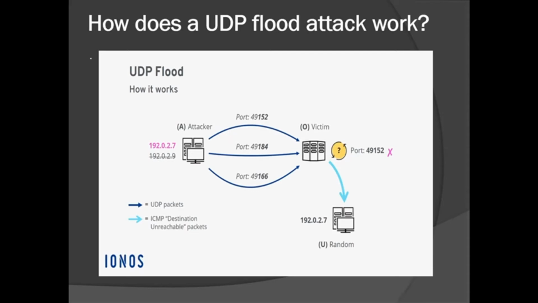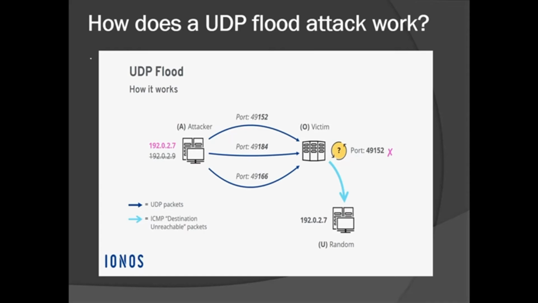In this figure, the attacker's original IP address was 192.0.2.9, whereas after spoofing, its address is 192.0.2.7, and through multiple ports, it will send UDP packets to the targeted server or the victim server.